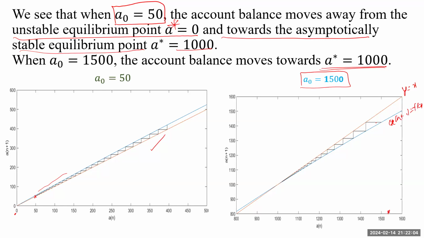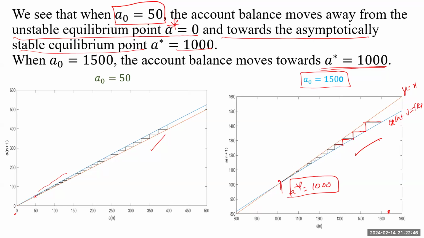The 1500 starts from the horizontal line, vertical, horizontal, vertical, horizontal, vertical. Those horizontal and vertical lines lie between the y equals x line and your function graph. So these stair steps are moving towards your A star, that is 1000. So the stair steps move towards your equilibrium point, and so this is asymptotically stable.